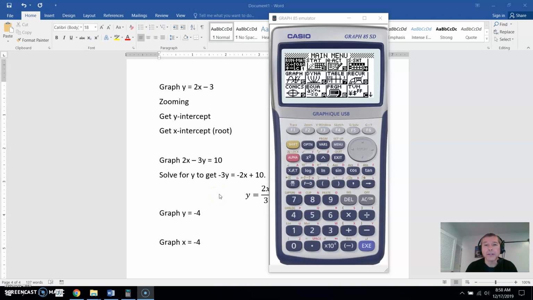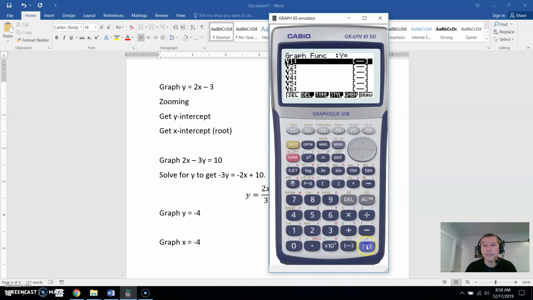Okay, I wanted to show you how to graph some linear equations on the Casio free calculator that's on your MyOpenMath site. So to graph anything, we need to go down to the graph menu. So I'll arrow down to the graph menu, hit execute, and now you can see that these are all solved for y. It has to be in the format y equals.